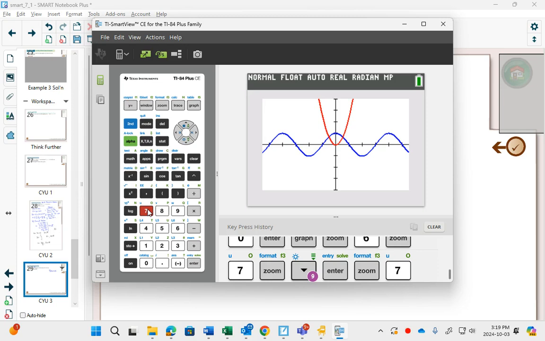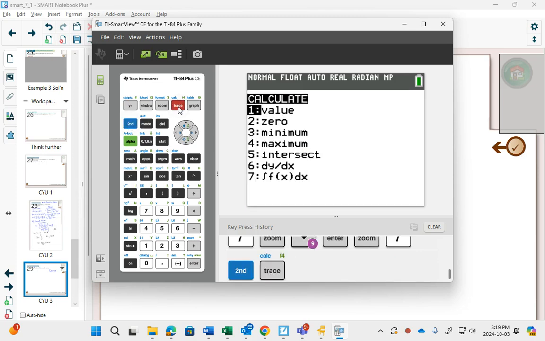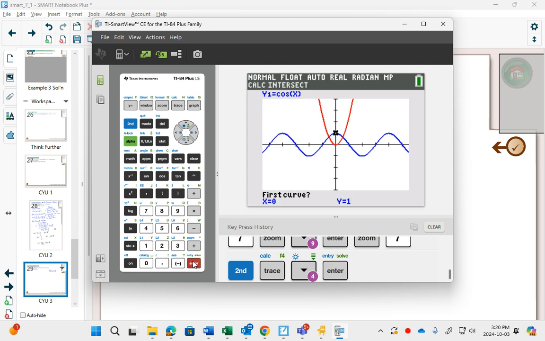Once you have your graph, you can go second and trace. Above the trace button it says calculate. This is where you can calculate all sorts of things with graphs. Number 5, which you can either push 5 or scroll down to number 5 and push enter. Find the intersection: push enter on the first curve, enter on the second curve, enter on the third, and you get an x value and a y value.